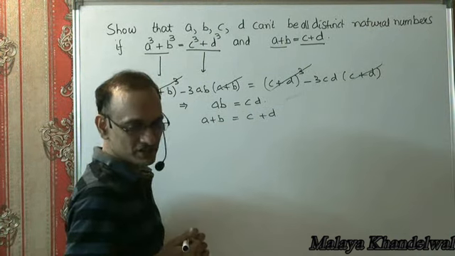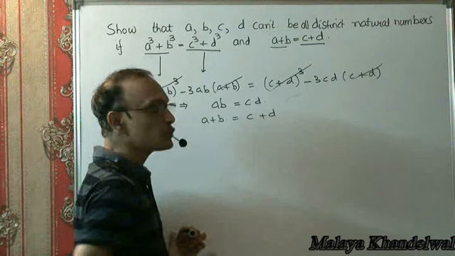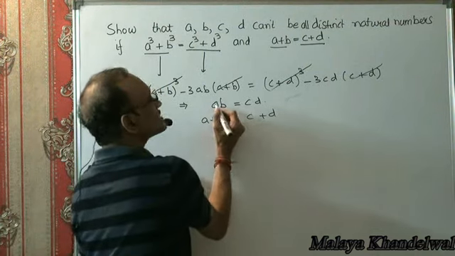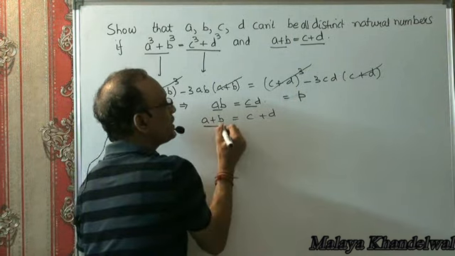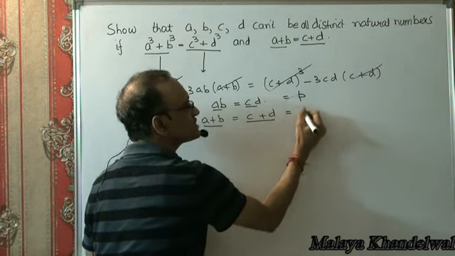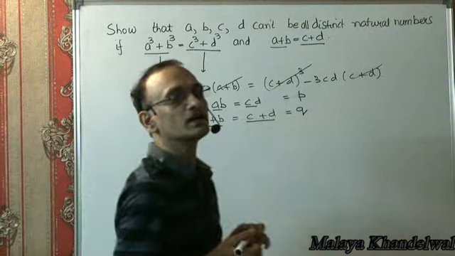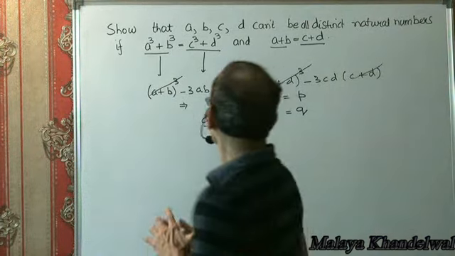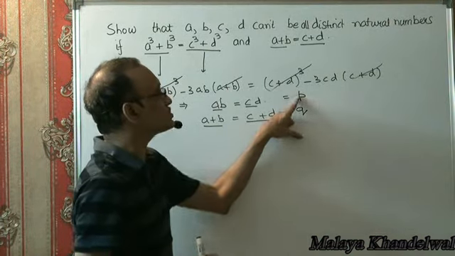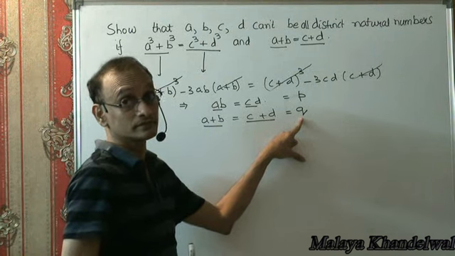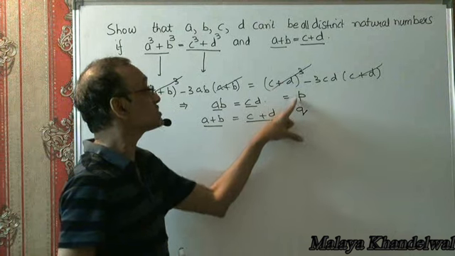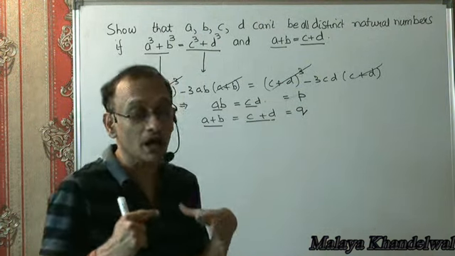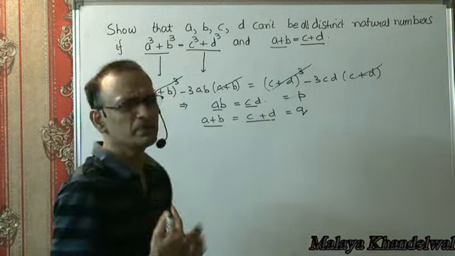Not an extra vision, but you can't overlook things here. Suppose AB is CD, and say each is equal to P, and if A plus B is C plus D, let's say each is equal to Q. Let me find a quadratic whose roots are P and Q.